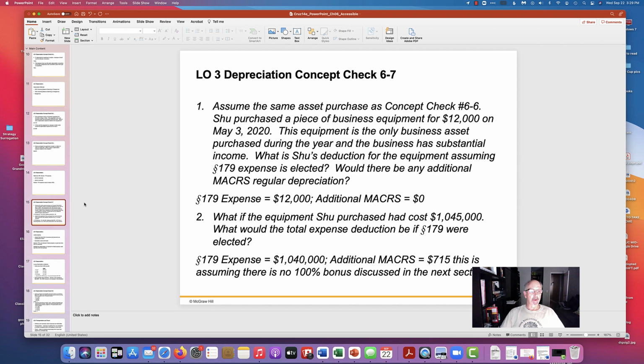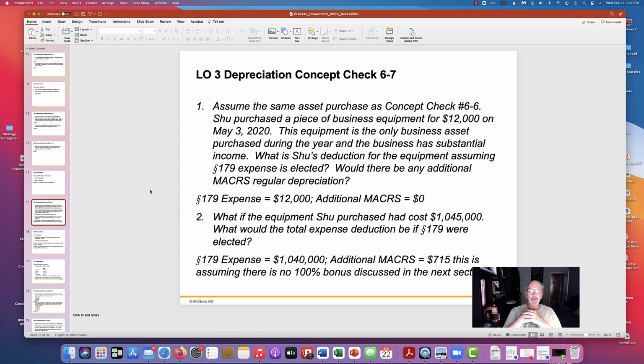NOL, net operating loss. Assume the same asset purchase as Concept Check 66. Purchased a piece of equipment for $12,000 on May 3rd. This equipment is the only business asset purchased during the year. And the business has substantial income, so we don't have that loss issue. What is Shu's deduction for the equipment, assuming 179 expense is elected? It would be the full $12,000, and there would be no additional carryover.